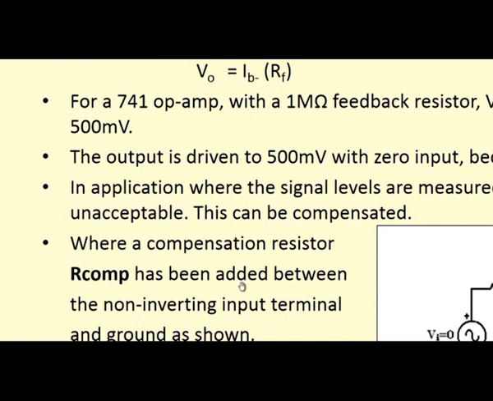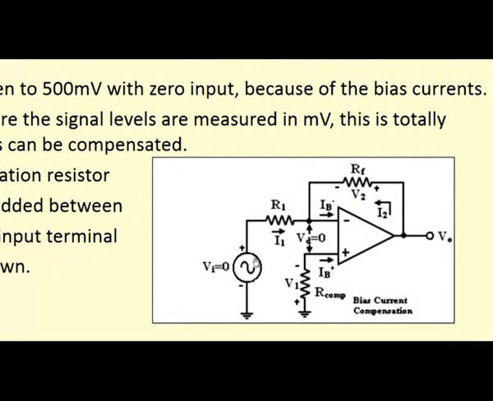So, if we assume that the input voltage is in the range of millivolts, then this is not acceptable. If the input voltage is equal to 0, then the output voltage must be equal to 0. If we are amplifying an input voltage in the range of millivolts, then this error will also be amplified along with the input voltage. So, we are using this R compensation to nullify the output voltage when the input voltage is equal to 0.